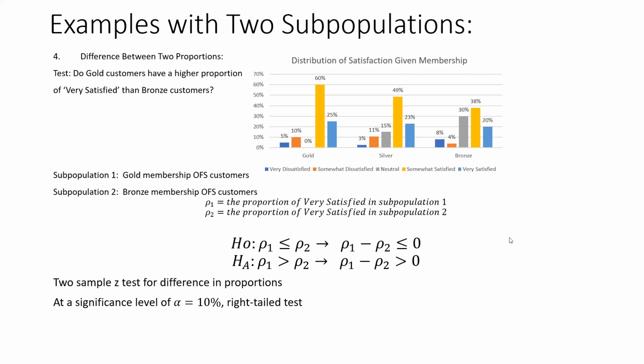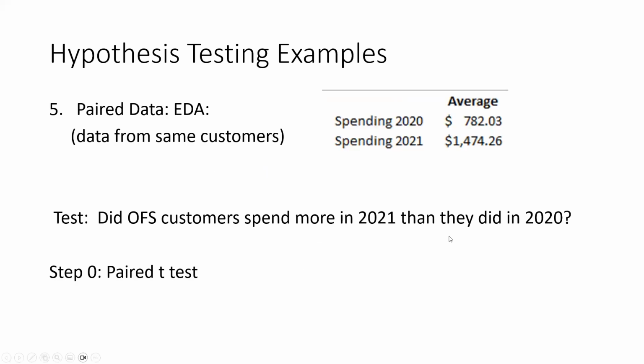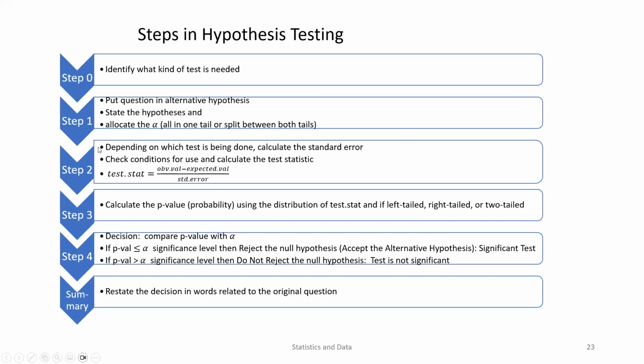So let's go on to see what the next step is, now that we set up the hypotheses for all 4 examples. Step 2: depending on which test is being done, we're going to calculate the standard error, check the conditions for use, and calculate the test statistic. And usually you do that the other way around. You want to check the conditions for use, then calculate the standard error, and then calculate the test statistic.